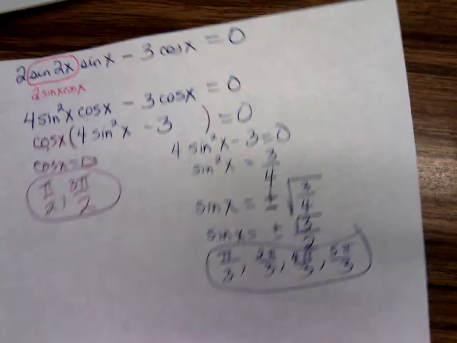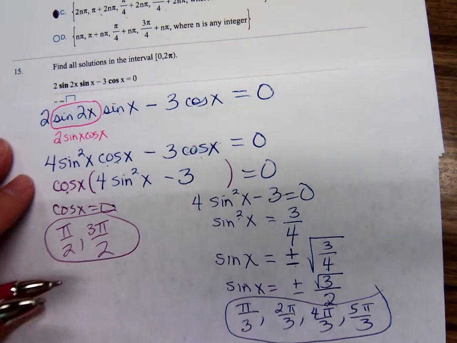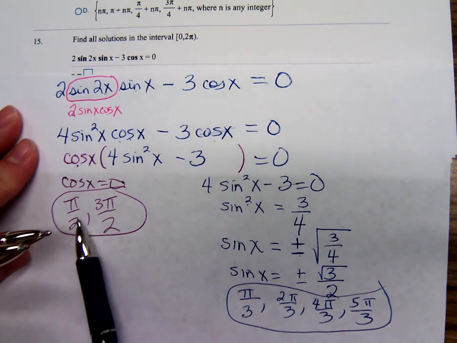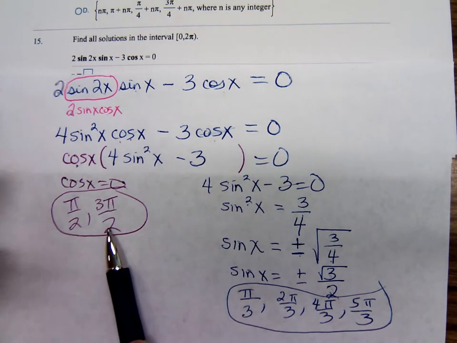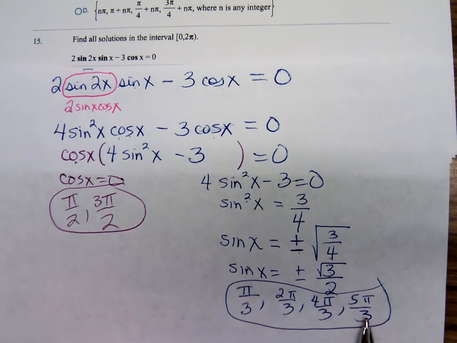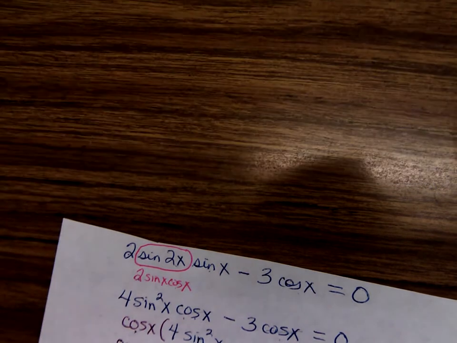So that was number 16. Find all the solutions. So there's a lot of them. You have to type them in. Pi over 2, comma, 3 pi over 2, comma, pi over 3, comma, 2 pi over 3, comma, 4 pi over 3, comma, 5 pi over 3, comma. Okay.